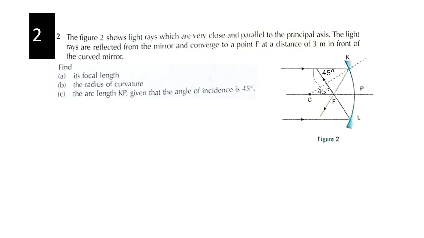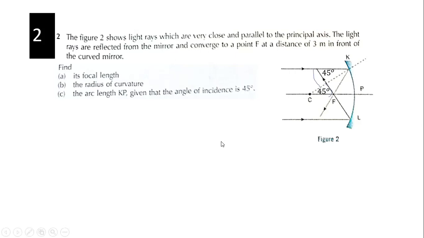Why did it take so long? F is your focal point. Why 1.5? 3 divided by 2? Why divided by 2? This is not the radius. That is your focal length. This is your focal length. F is your principal focus or focal point.